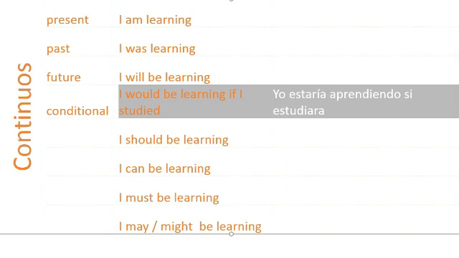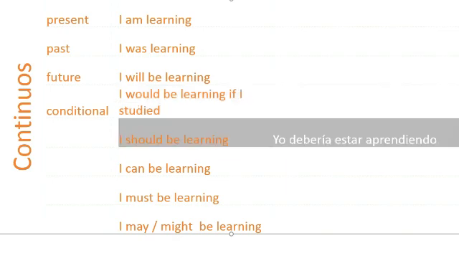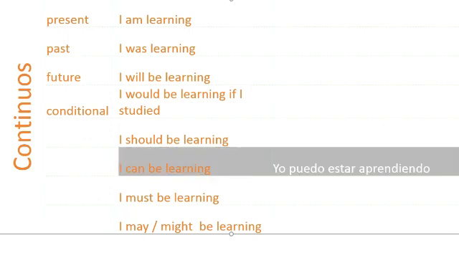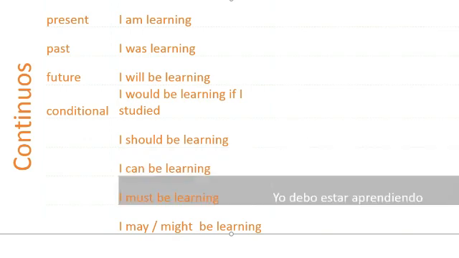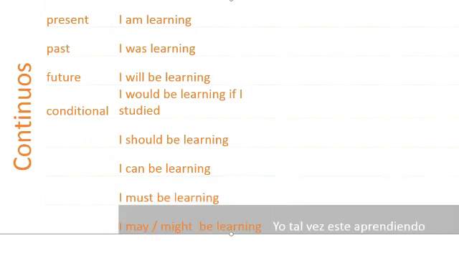I should be learning. Yo debería estar aprendiendo. I can be learning. Yo puedo estar aprendiendo. I must be learning. Yo debo estar aprendiendo. I may or might be learning. Yo tal vez esté aprendiendo.